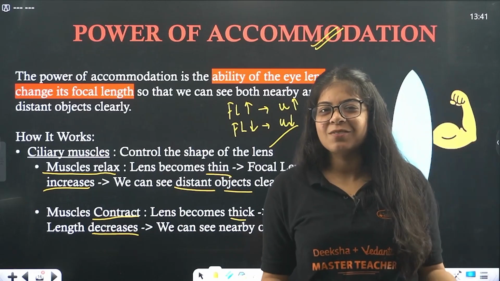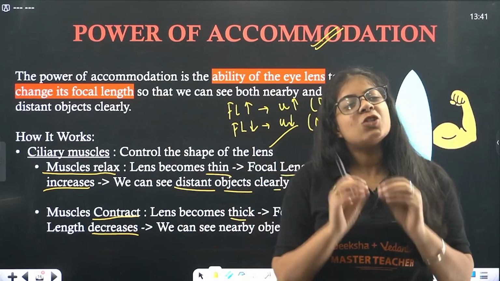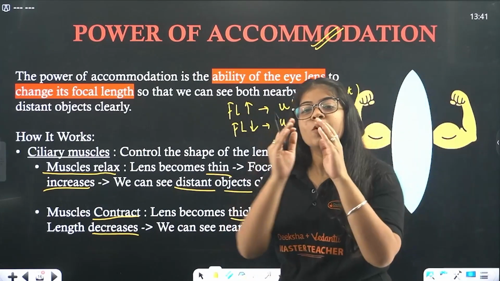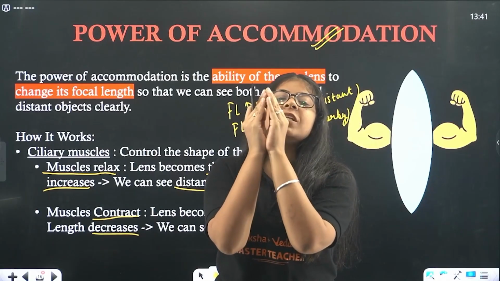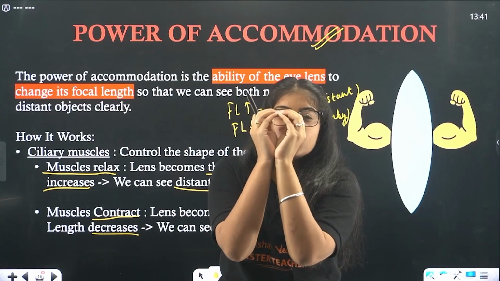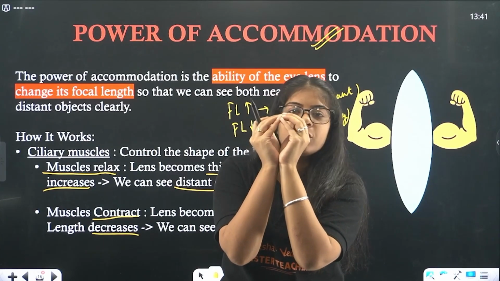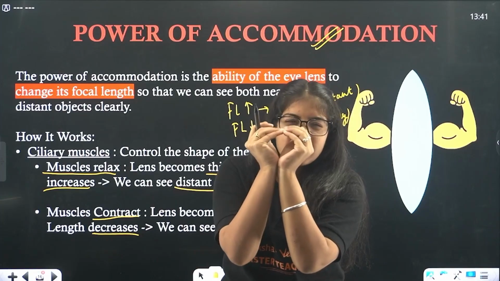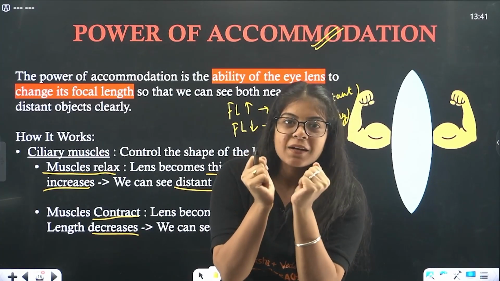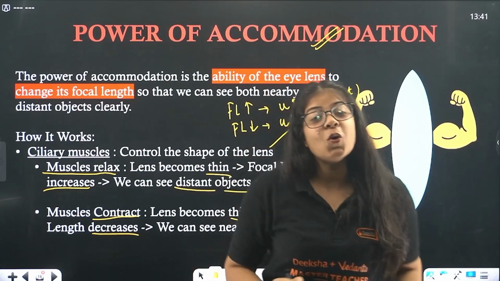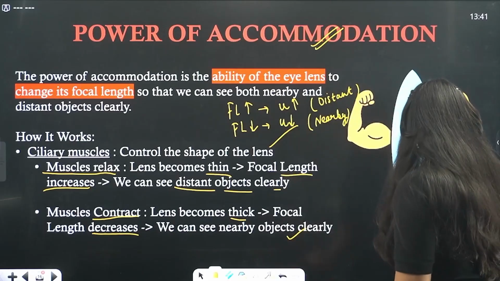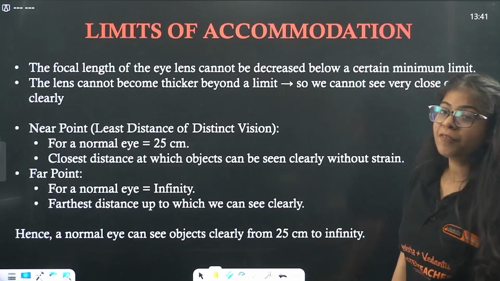Can we change the length of our eye lens? No, we can't. So beta, there is a limit on how much the lens can get thick, how much the lens can get flat. If it gets too thick, it's like, okay, don't press me more, I'll break. If you keep trying to press it, it will literally break. So that is why there is something called the limit of accommodation.